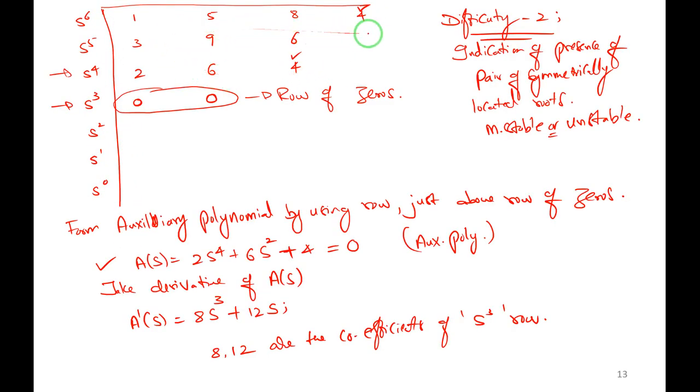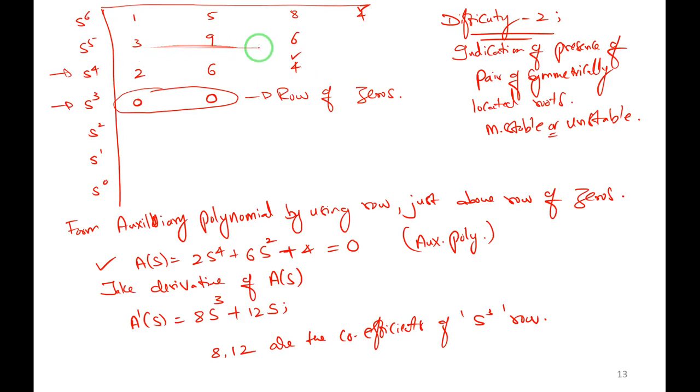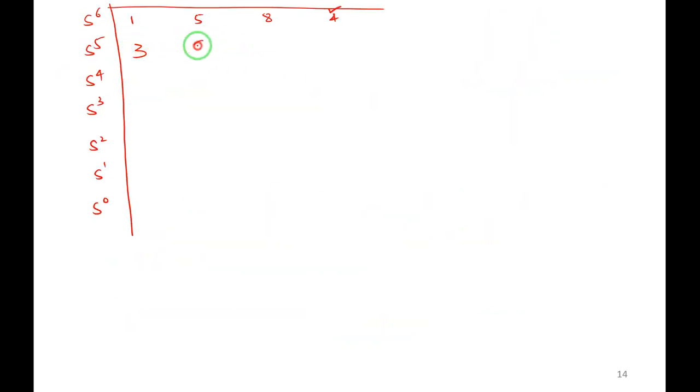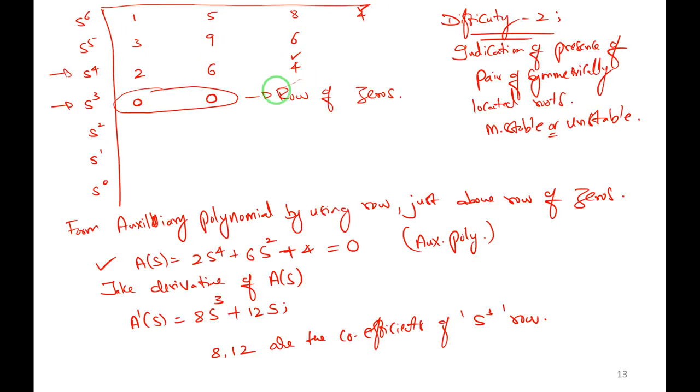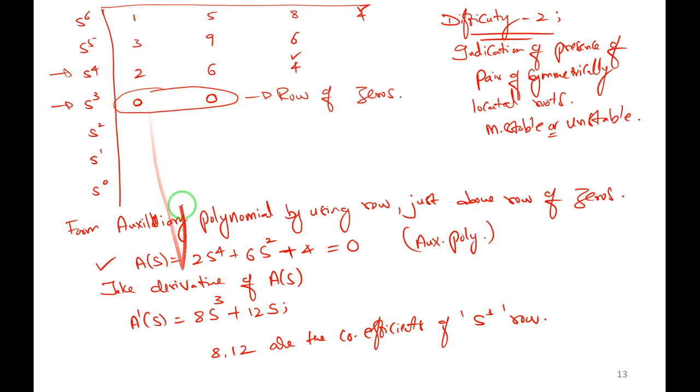So 1, 5, 8, 4, 1, 5, 8, 4. The 4 is the constant term, mark it. Then 3, 9, 6, 3, 9, 6. Next 2, 6, 4, 2, 6, 4. Next is the row of zeros. So what are the coefficients?